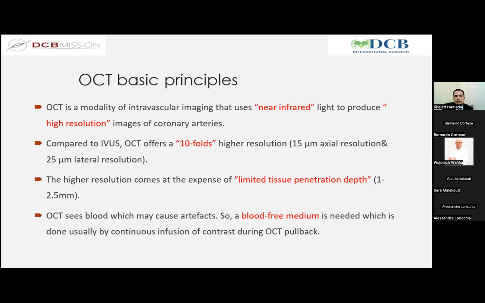OCT basic principle. OCT is a modality of intravascular imaging that uses infrared light to produce high-resolution images of coronary arteries, compared to IVUS, which uses ultrasound waves. Compared to IVUS, OCT also offers a 10-fold higher resolution, about 15 micrometer axial resolution and 25 micrometer lateral resolution. The higher resolution of the OCT comes at the expense of limited tissue penetration depth, which is limited to 1 to 2.5 millimeters. OCT sees blood-rich cores as artifacts, so a blood-free medium is needed, which is usually done by continuous infusion of contrast during OCT pullback.